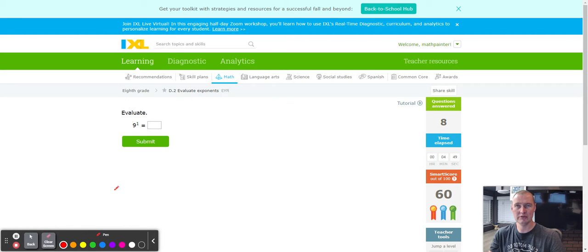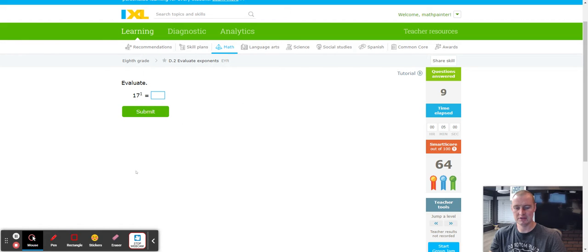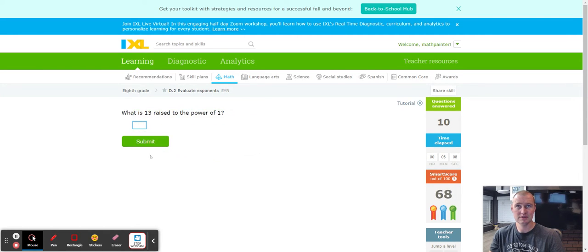And we've got 9 to the first power. And remember, 9 to the first power is the original base number. It means one 9. So we have a 9. And 17 to the first power means we have one 17. So 17 to the first power must be equal to 17. 13 raised to the power of 1. Well, it's making it really nice on us. It is 13.